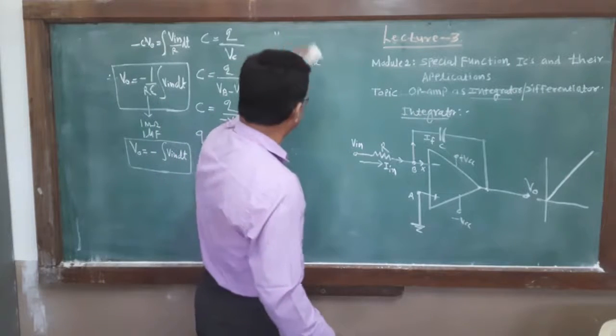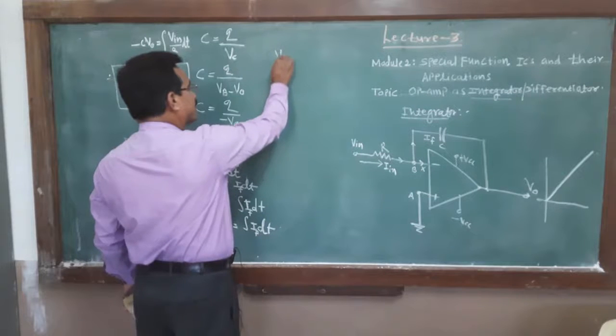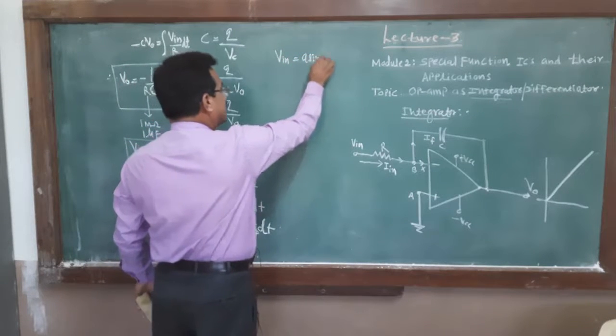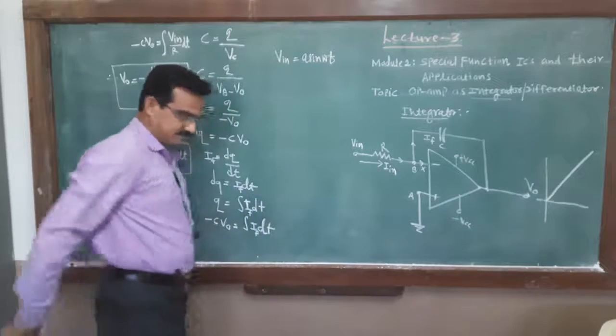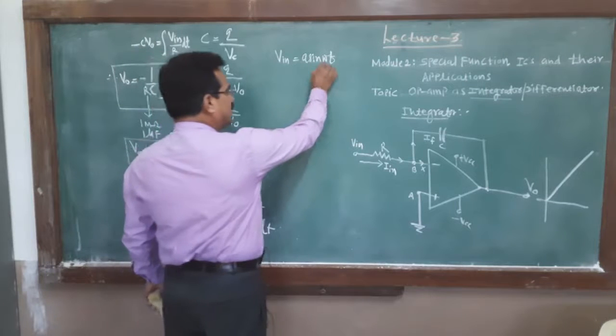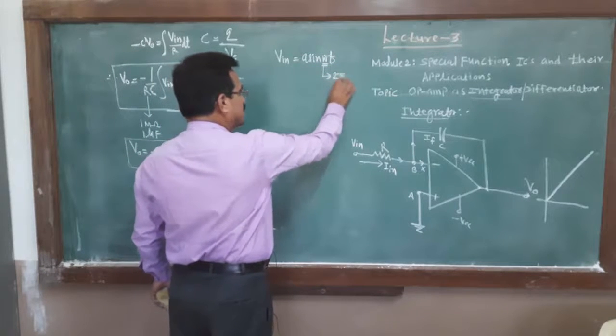The second thing to remember: suppose the input V in is equal to A sin omega t, meaning a sine wave. The input is a sinusoidal wave. And what is the frequency of that input? That is omega. Omega is equal to twice pi f.